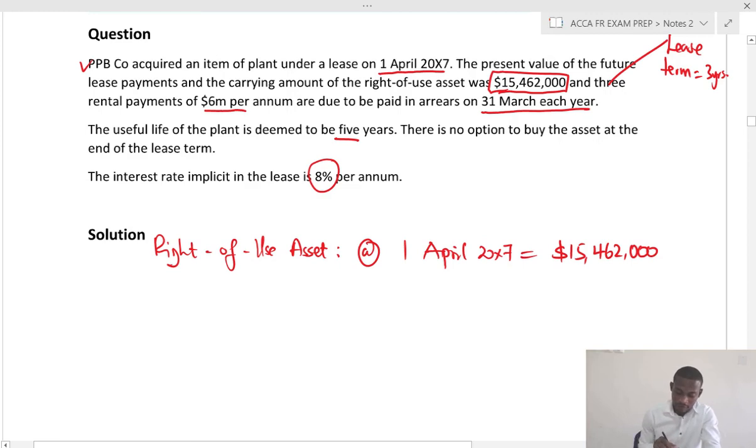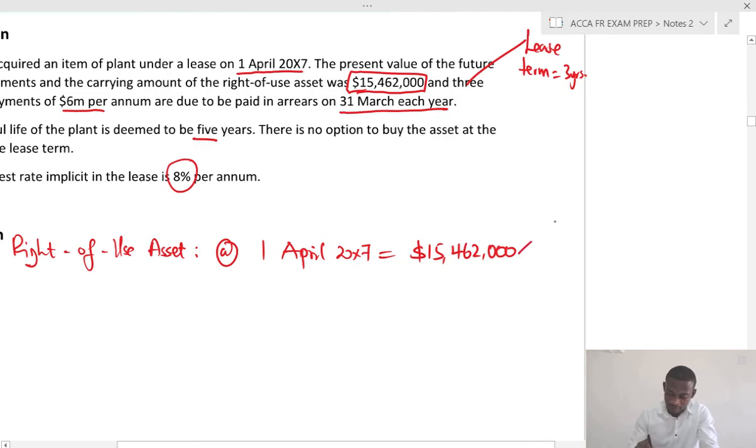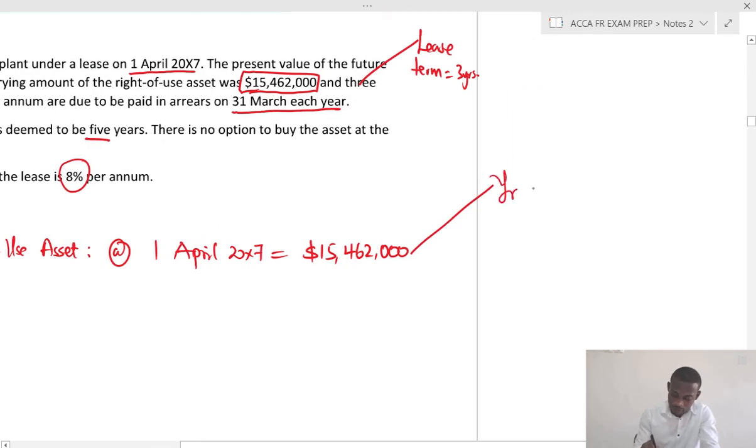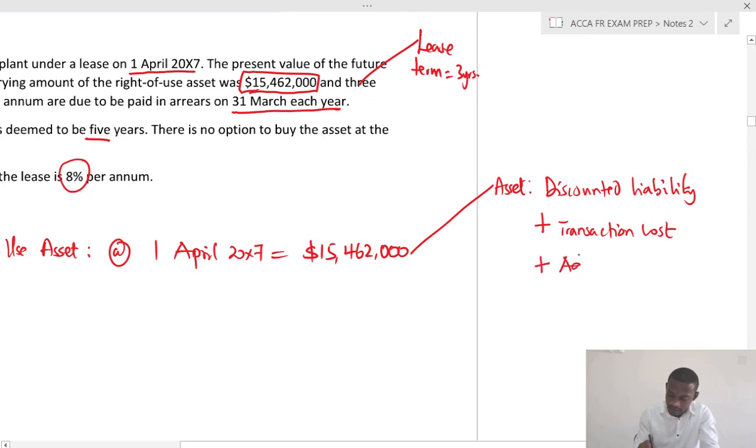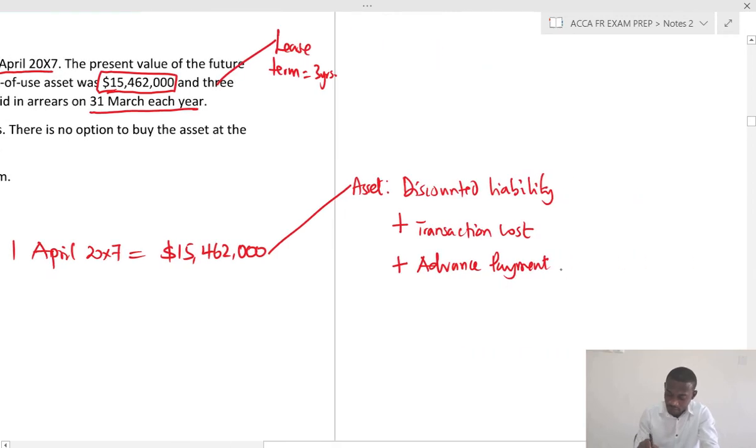Now, the figure, if not given, is very simple, it will be to discount. Let me illustrate that. So the right of use asset, so the asset under the lease, will be the discounted liability plus any transaction cost plus any advance payment or rental. So this should give you the right of use asset value at the initial measurement.